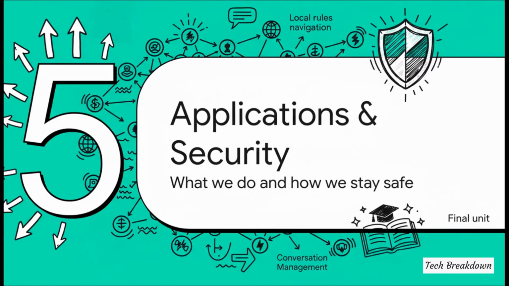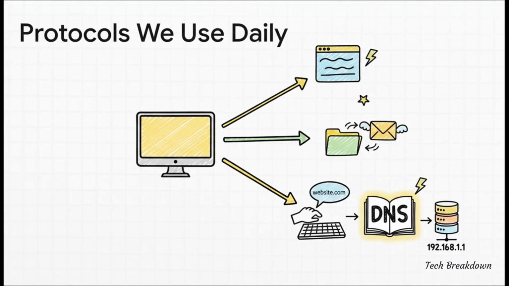All right, we've made it to the top. This is the final layer. So we've got our physical connections, we've got our local rules for talking, we've got our global GPS, and we've got ways to manage the type of conversation. The final question is, what do we actually do with all this incredible infrastructure? And just as important, how do we keep it all safe? This brings us to the last major section in our exam blueprint. And this is where you see all those acronyms you probably recognize. These are the application protocols.